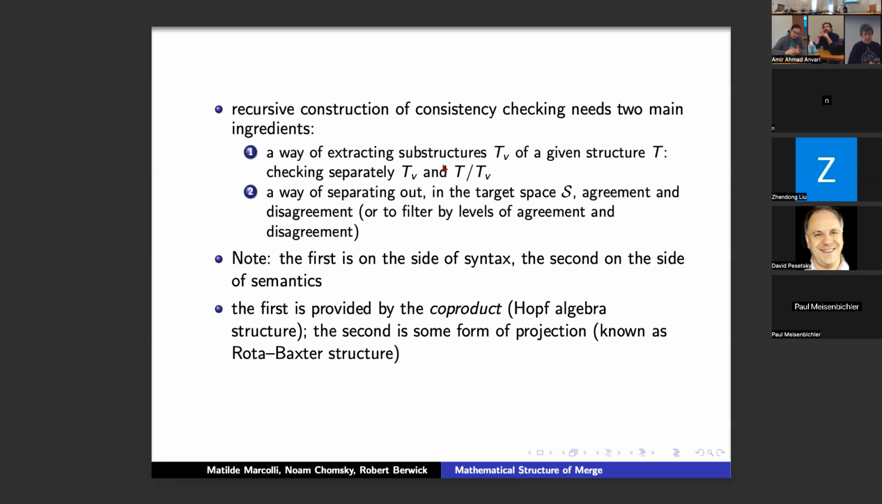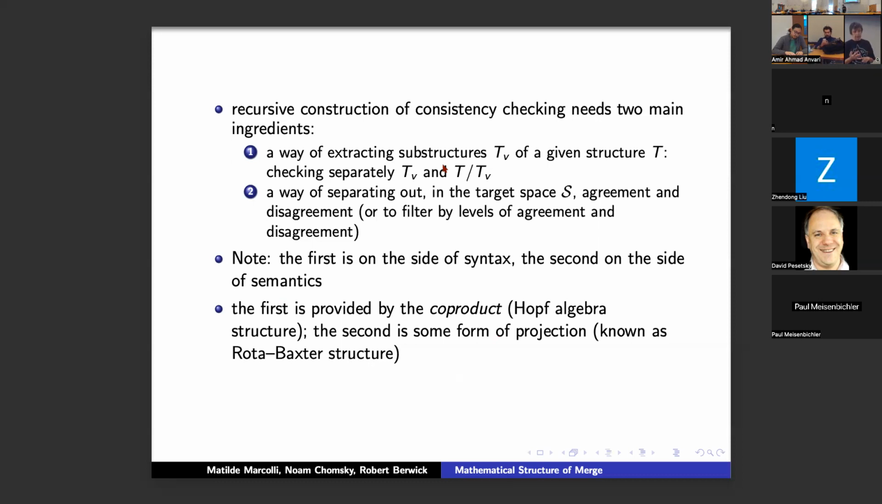So what I was saying is that, in order to do a construction like this, the two ingredients that you need, one is entirely on the side of syntax. It is something that allows you to extract substructures and compare substructures with what is left once you remove that substructure. And this, we already know that the co-product of the algebra structure does exactly that for you. So this is, again, a place where you want to have this type of structure on organizing syntax.